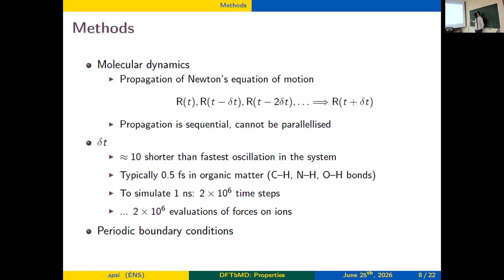Then there is the propagation of Newton's equation of motion, which was also derived by Sergei. And then the question of the time step: if we have oscillations of the atoms in our system, the time step has to be shorter by a factor of, let's say, 6 to 10, so that we can use the propagation accurately. Typically we are left with 0.5 femtoseconds, sometimes even smaller, 0.25 femtoseconds, as the time step in our molecular dynamics simulation.